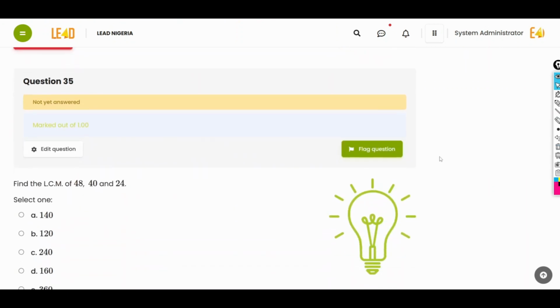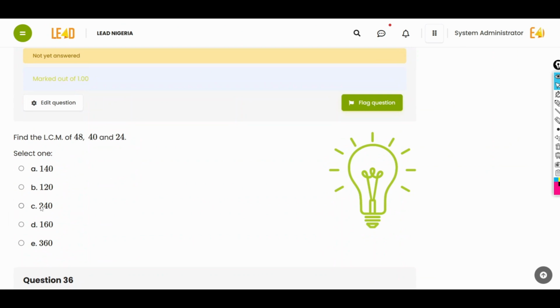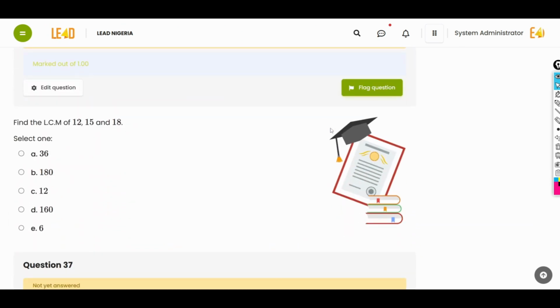All right, next question. Oh, it's the same. Bonus, 240. Okay, find the LCM of 12, 15, and 18. Right, so find the LCM of 12.